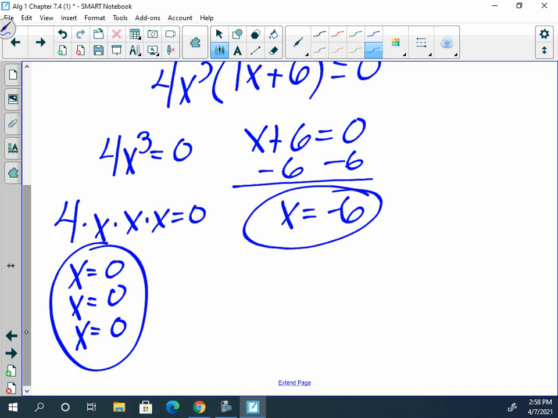Now, when we get into higher degree polynomial functions, we'll deal with this more in Algebra 2. We'll understand that the degree of the function and the number of solutions are actually intertwined and tells us how many that we have. So we get this here. Questions on this here?